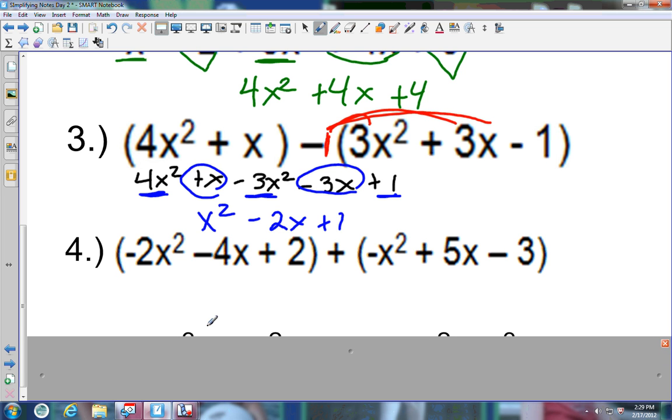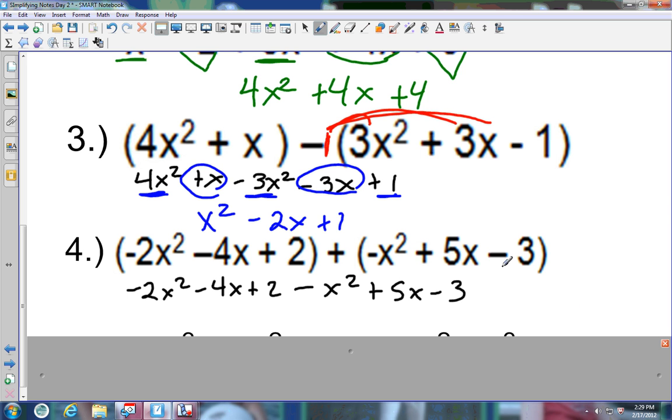Here's the next one. Pause that video and see if you can get this one right. In this one, there's a plus in between them. If there's an addition sign, you don't change anything. It stays exactly how it's written. You can just drop off the parentheses. It stays negative x squared plus 5x minus 3.